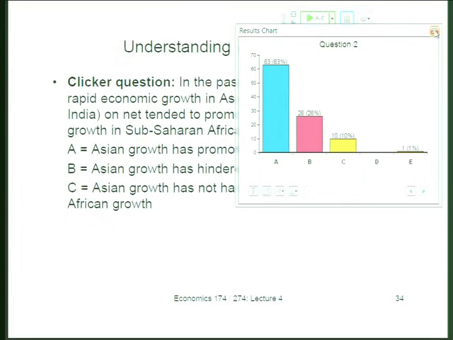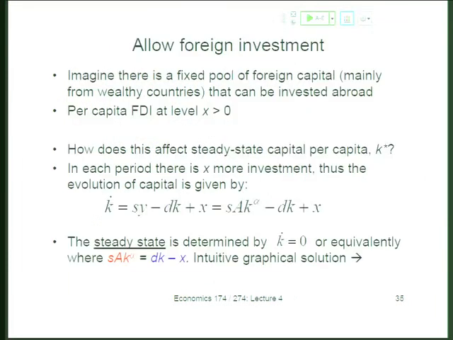So just in the last couple minutes, let's start talking through why that might be. And I want to focus on one channel in particular to start, and then we'll kind of finish off next time. Imagine the following, very stylized world here. Imagine in addition to the capital we talked about so far, these internal savings, there's some amount of capital X that is foreign investment from rich countries to poor countries. We're going to call it X.